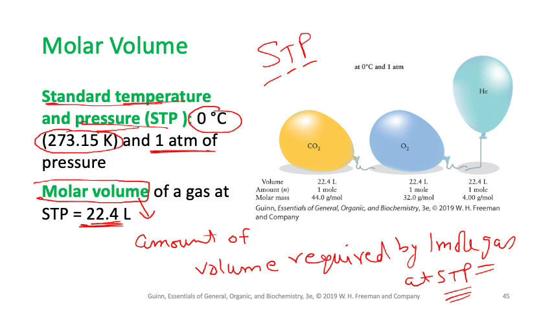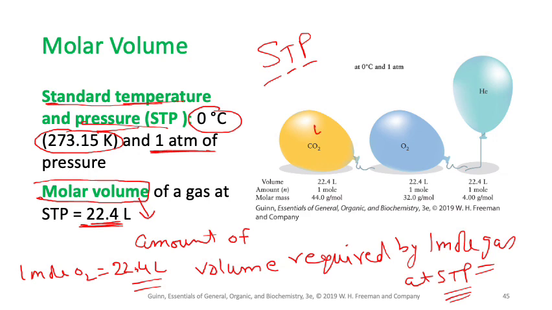So that means if I say I have 1 mole of oxygen, how much volume will it occupy? 22.4 liter. So the molar volume does not depend on which gas you are using. If it has 1 mole of a gas, it doesn't matter which gas you're talking about, it will always require 22.4 liter. For example, let's take a picture.